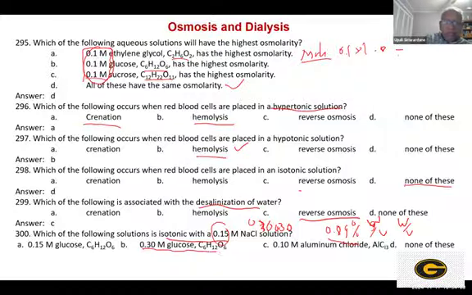This solution is isotonic because osmolarity is same as saline solution. This is not. This has more, if you calculate it. That's going to be 10 times. Aluminum chloride has more particles of ion. Therefore, that's going to be hypertonic. Answer is D.